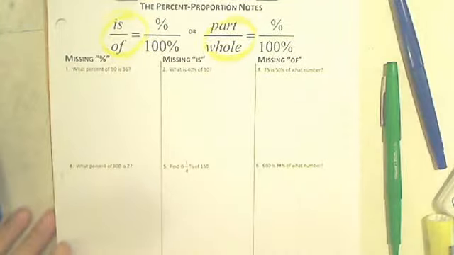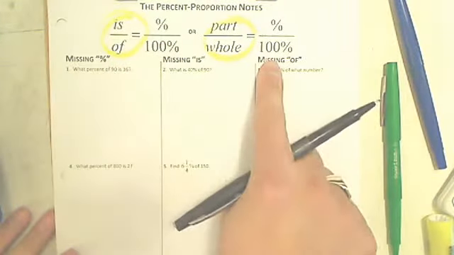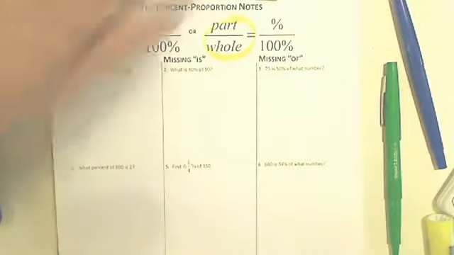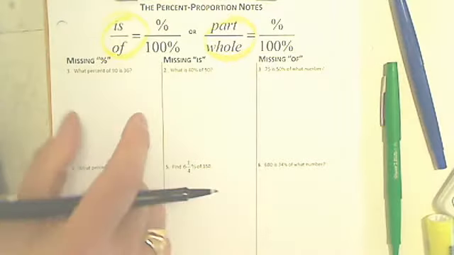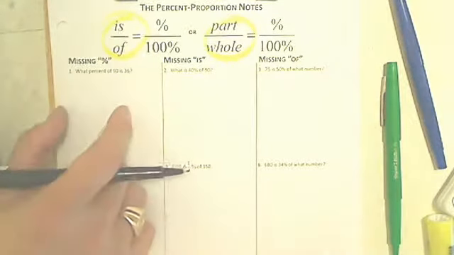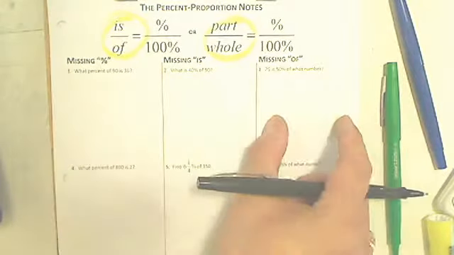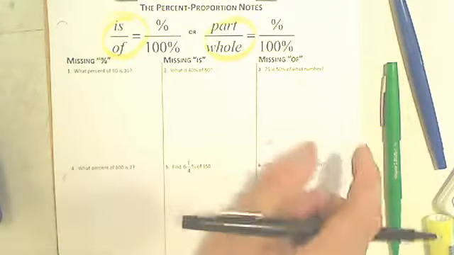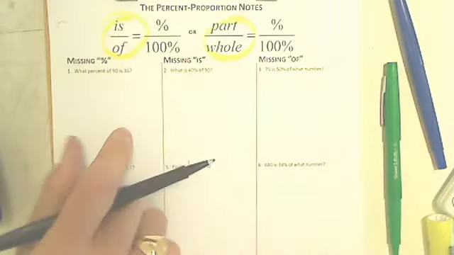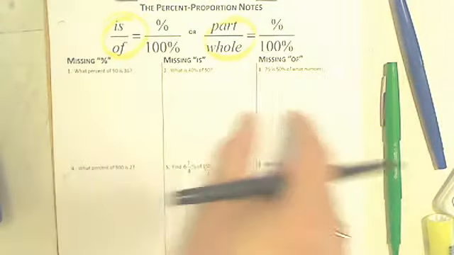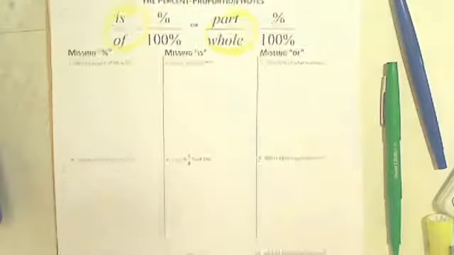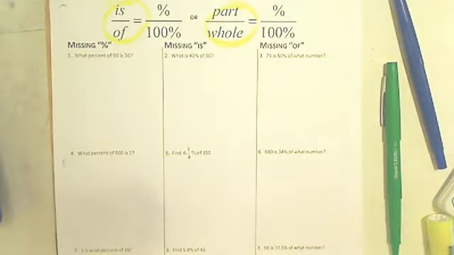So let's begin here. We're going to refer back to this a lot if you need to. Usually it's split into 3 different parts. You're missing the percent, you're missing the is, or you're missing the of. And they always tell you what they're missing. So I want to do a few of these with y'all first, and then we'll go on to the next topic. All right, here we go. We're going to zoom into number 1.